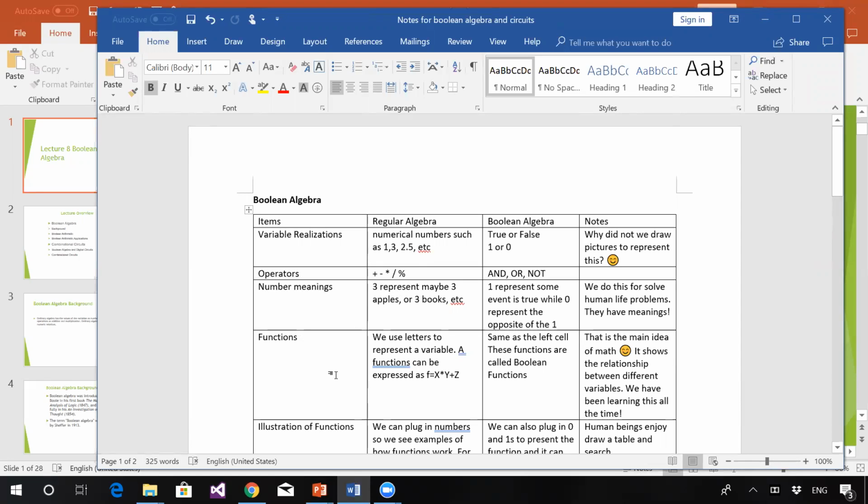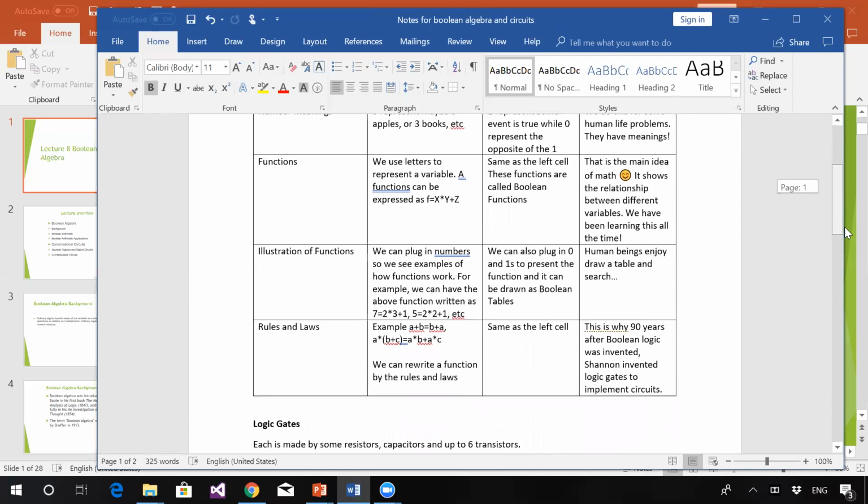In mathematics, we also mention we can create functions. For example, we write function f equal to x multiply y plus z. Each of these x, y, z, we call a variable, and these variables can be given a number to fulfill its real meaning.